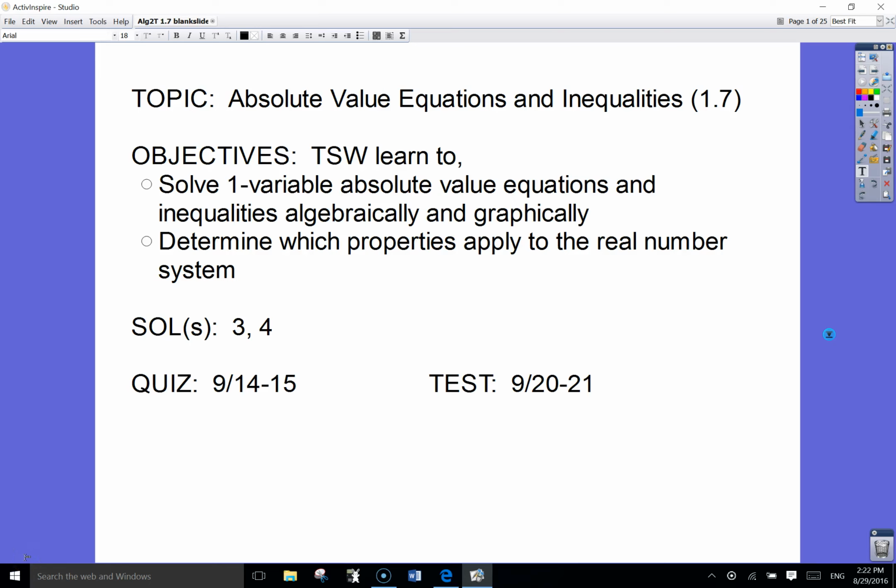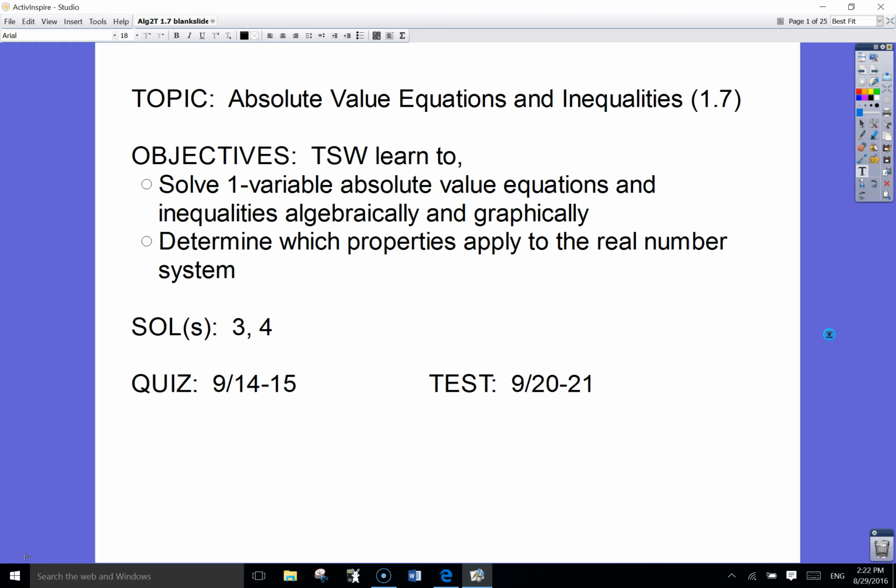Welcome to the first lesson of Algebra 2 Trigonometry. And we are starting with absolute value equations and inequalities. We don't do a lot of reviewing of what you supposedly learned in Algebra 1. Certainly don't take extra days to do that, but I will try to review some key concepts along the way.